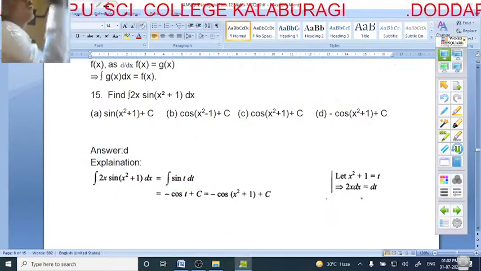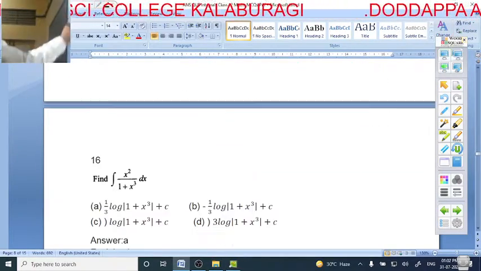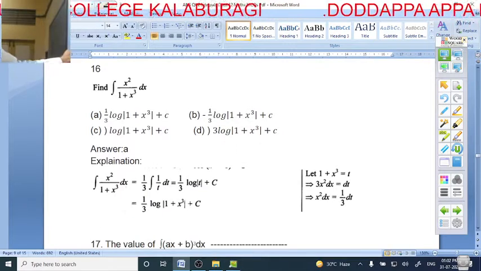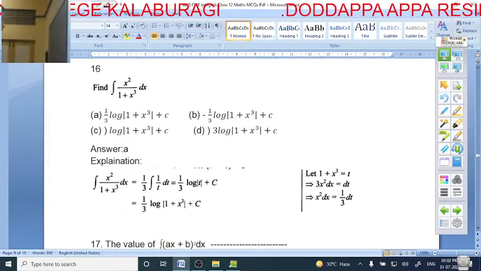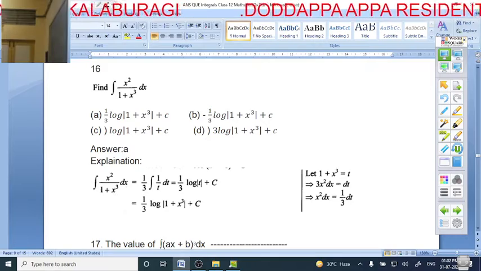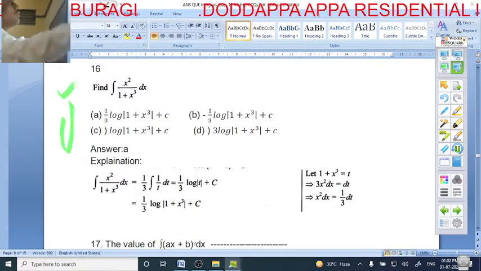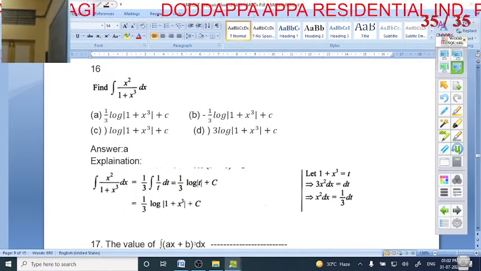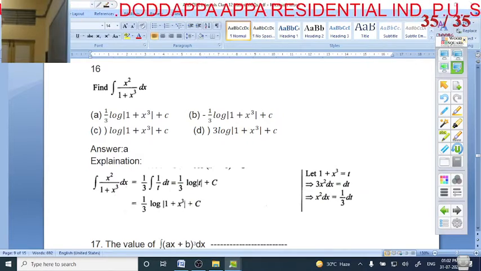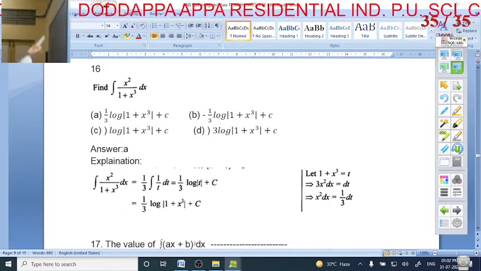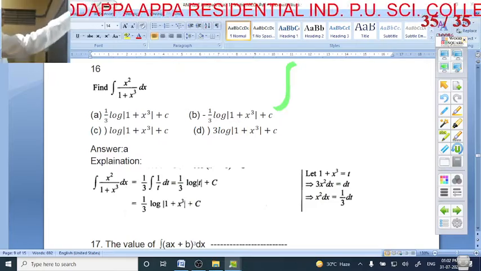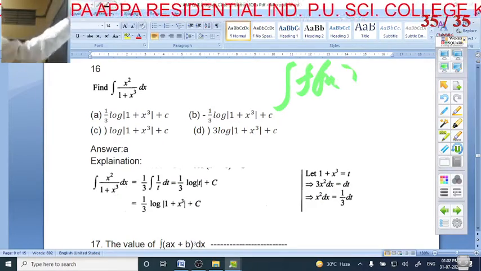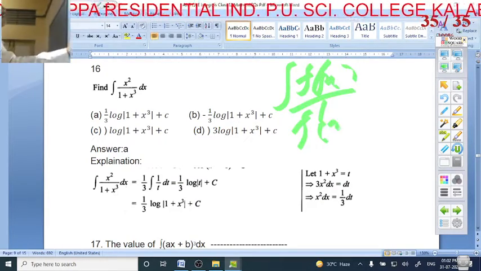So now we are going to the next example. Yes, this is also a very interesting example, which is also based on the substitution method, integration by substitution. So here actually it is the example once again of the integration of f dash of x divided by f of x dx.